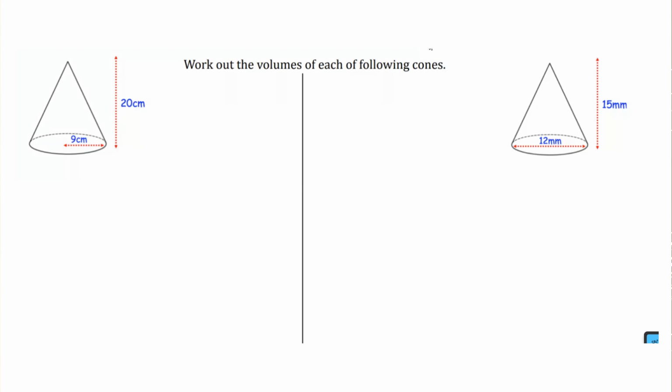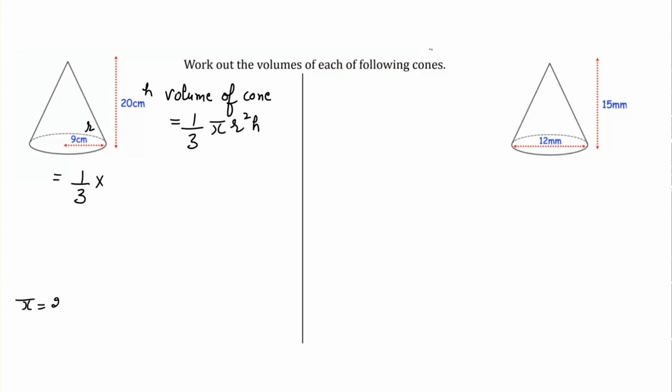So here in the question, the height is already given and the radius is already given. So we will use the formula: volume of cone equals 1 by 3 pi r square h. We will substitute the values, which is equal to 1 by 3. In place of pi, we can write 22 over 7 or we can write 3.14. I'm using 3.14 here, so I write 3.14 into r square. R is 9, so 9 square into h, which is 20. So we'll write here 1 by 3 into 3.14 into 9 into 9 into 20.